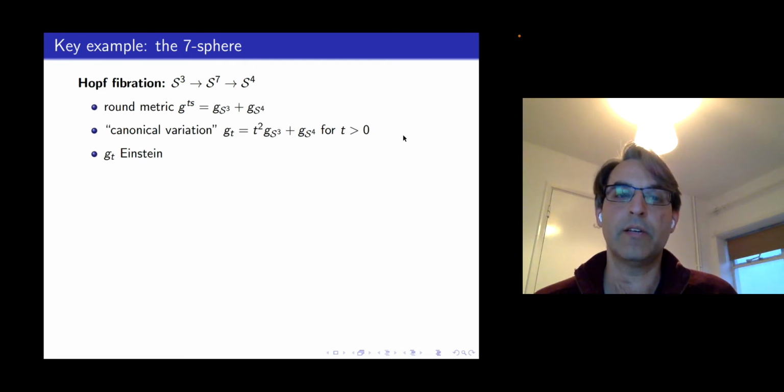And the answer is that there are exactly two possibilities. The first is that we take t equals 1 and we get the round metric that we already knew. The other possibility is that we take t to be a special value, which happens to be 1 over root 5, and this metric we're going to call GNP, again for reasons that will become clear in a moment. So what we see is that we have two very special metrics on the 7 sphere, so two different Einstein metrics distinguished by this parameter t being 1 or 1 over root 5.